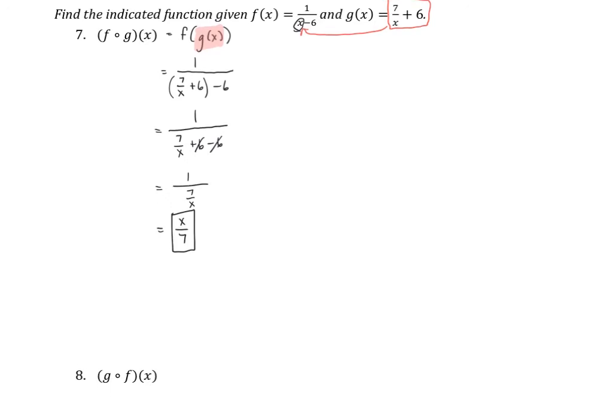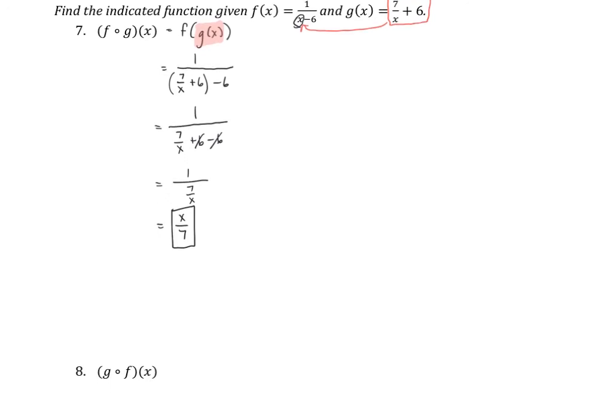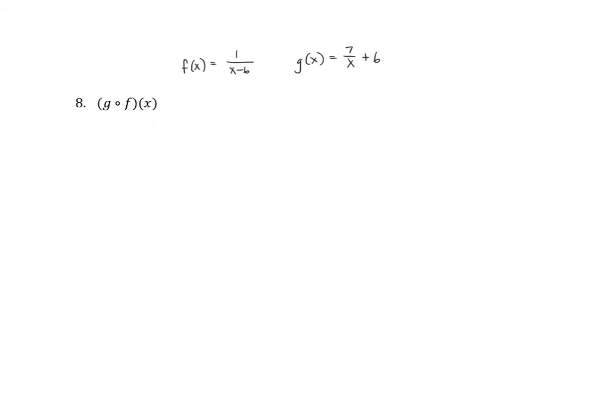We want to do the same thing, but we want to have g of f of x. So let me write these down really quick so we can reference them. So f of x is equal to 1 over x minus 6, and g of x is equal to 7 over x plus 6. Okay, so I'm going to plug f of x into g. So this goes into g.